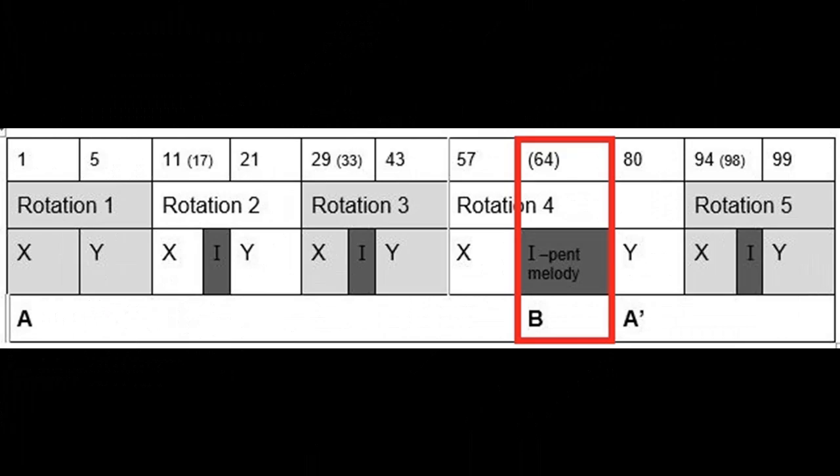We now arrive at the most contrasted section of the piece, and that's the rather longer interpolation that happens in the middle of rotation 4. This is where the music goes pentatonic, and you can hear it really is a change of atmosphere. It's almost like after all the fog and mist of the octatonic harmonies, the sun has come out.